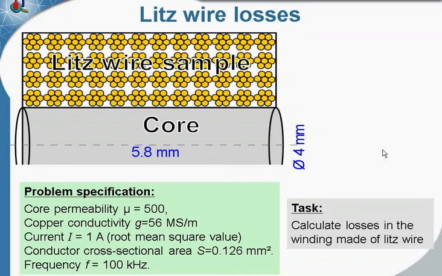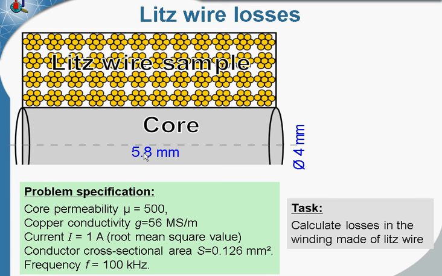Litz wire losses. Litz wire is used to reduce winding losses at high frequency. In this example, Litz wire consists of 7 insulated transposed wires. Total cross-section area of the Litz wire is 0.126 mm squared. This wire is used to wind the solenoid on the ferrite core.